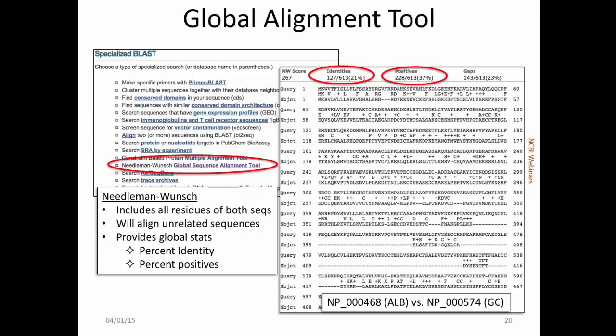This alignment here is the alignment between albumin and a protein called the vitamin D binding protein. Albumin has a repeated domain structure. The vitamin D binding protein is missing one of those domains, and that's why we have this big gappy region in the middle. Is this a biologically realistic alignment? Maybe not. And that's one of the things to be careful about when you use global alignment tools like that.